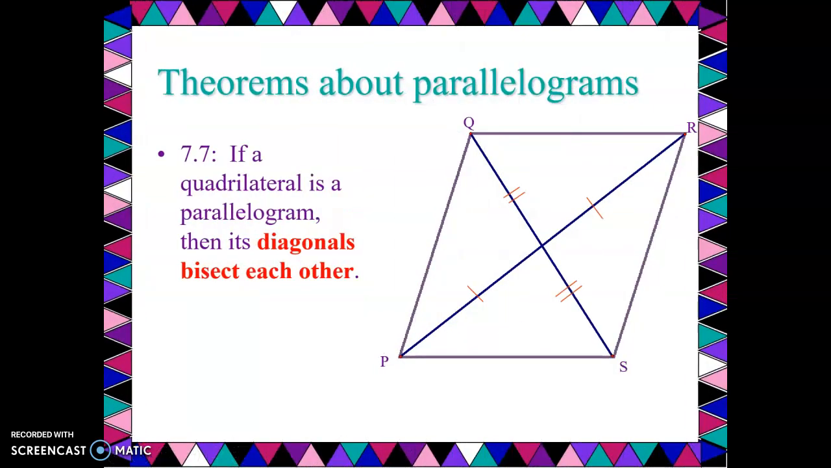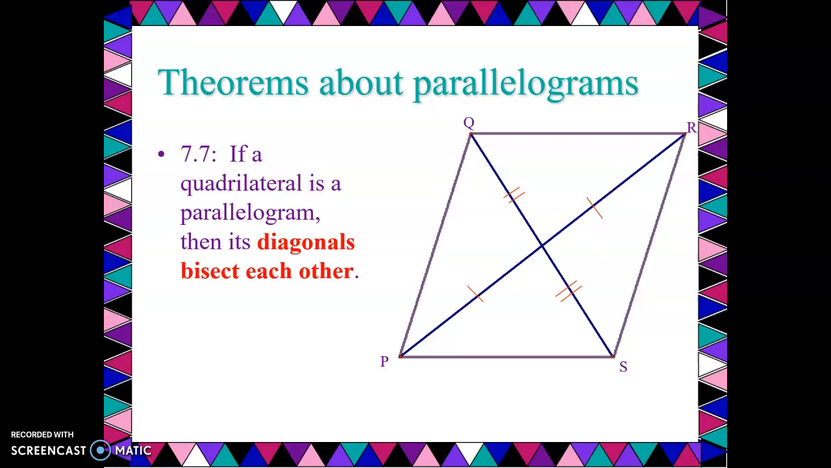Our next law, Theorem 7.7, talks about the diagonals of a parallelogram. Now, remember what a diagonal is. A diagonal of a polygon connects non-consecutive vertices. In this case, with a parallelogram, it's going to connect opposite vertices. So in this picture, we have two diagonals, diagonal QS, and then we have diagonal PR. Notice in the picture, the diagonals cross, and when they intersect, they cut each other in half.